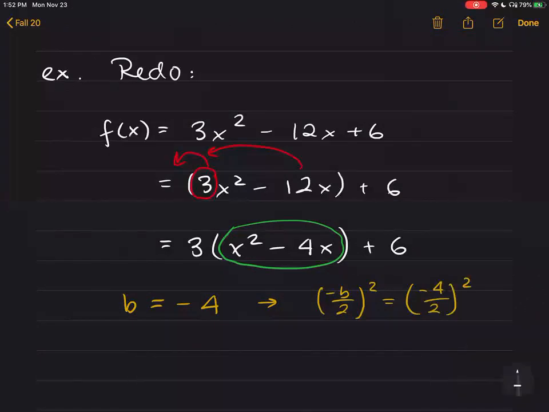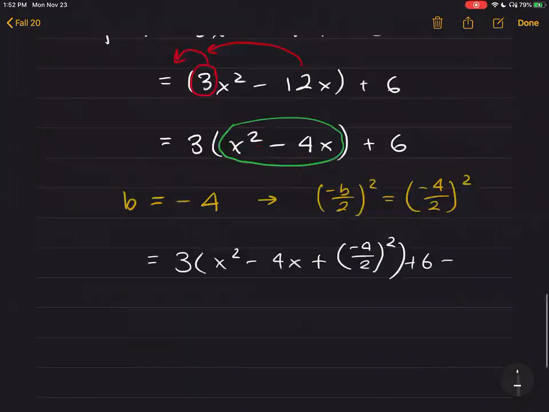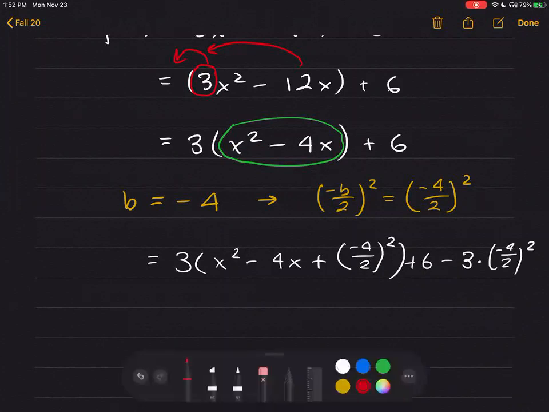And so now, we do that, we get x squared minus 4x plus negative 4 over 2 squared plus 6. And then, of course, we have to subtract the same thing. And that's going to end up being 3 times negative 4 over 2 squared. Some of you were a little confused about why we have to have this 3 in front here.